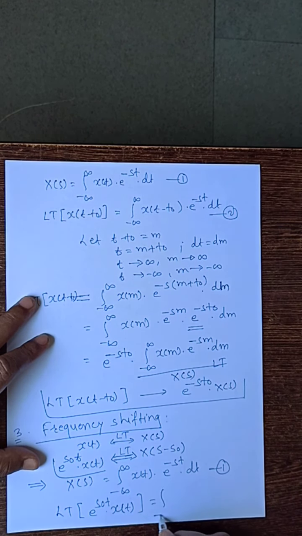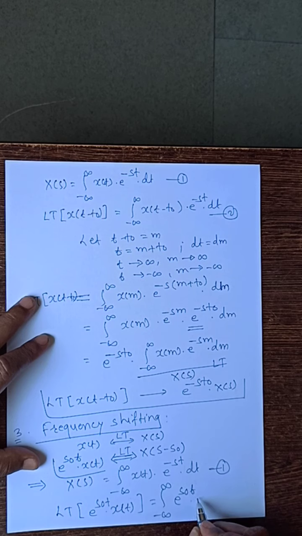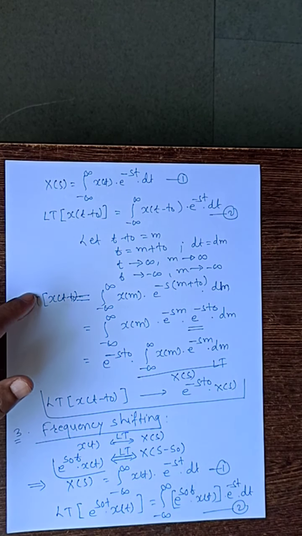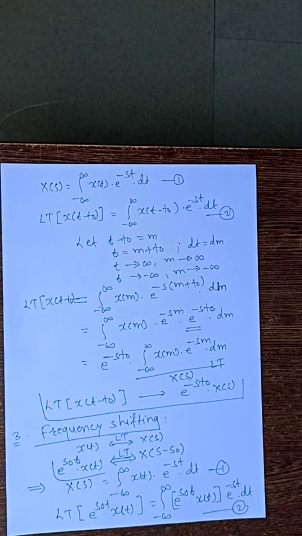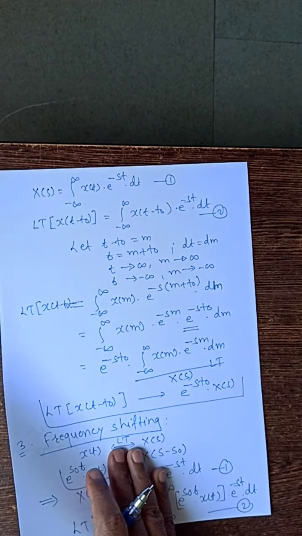That is equal to the integral from minus infinity to plus infinity. Put this value e^(s0 t) into x(t). So this is the signal, times e^(-st) dt. Let it be equation number 2. So we have to find out the Laplace transform of e^(s0 t) x(t). Right. So we'll further continue this.